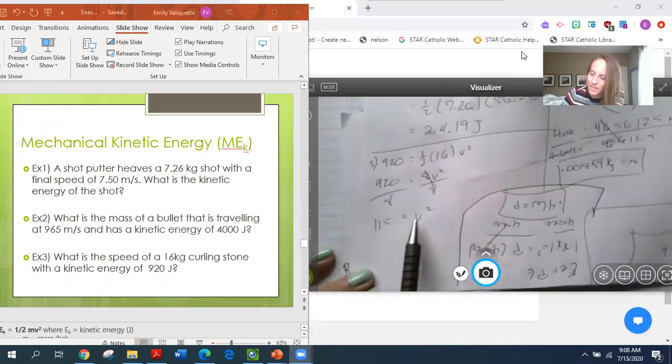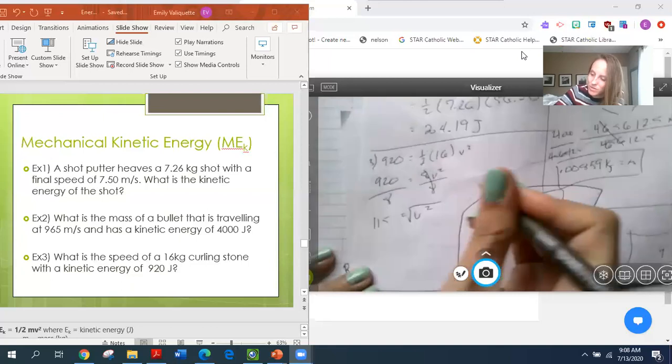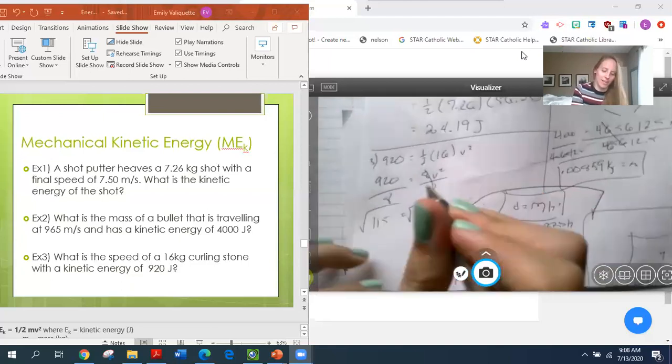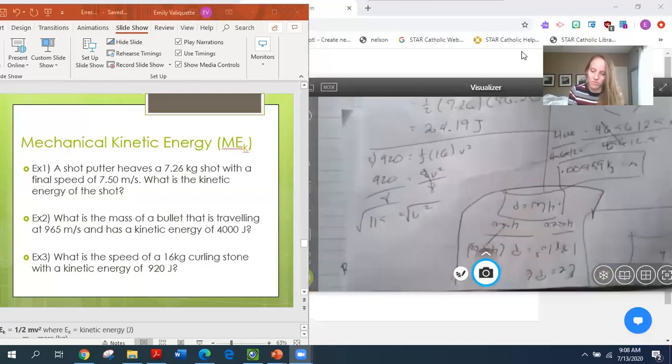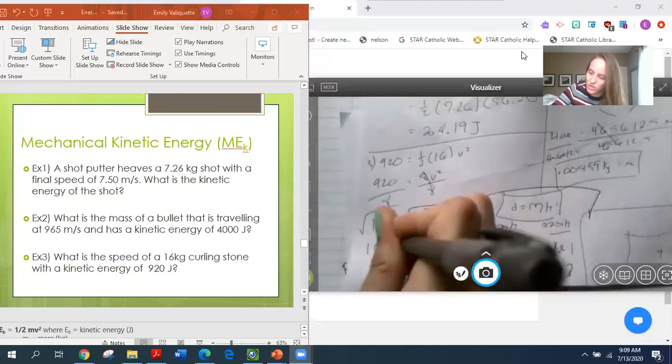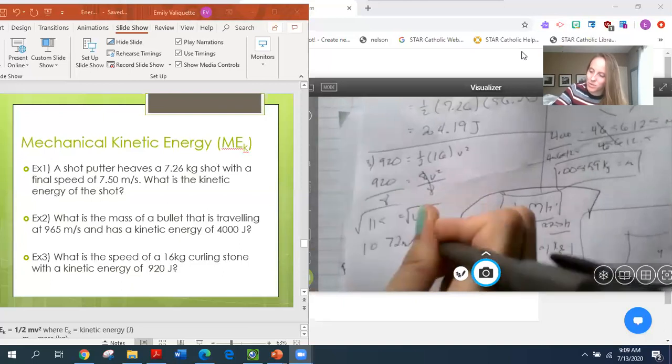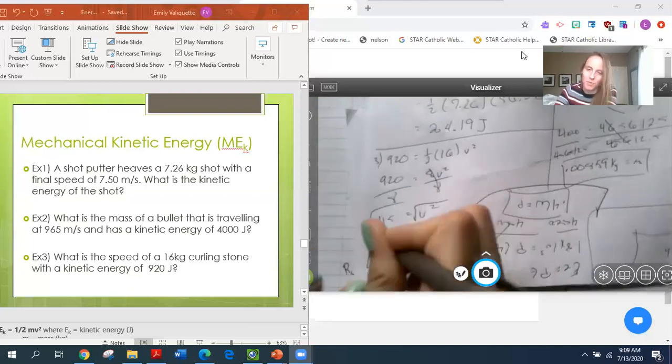And then in order to get to the v by itself, I do need to square root it. So my final answer is going to be whatever the square root of 115 is, which is 10.72. So that is in meters per second. That would be my speed.